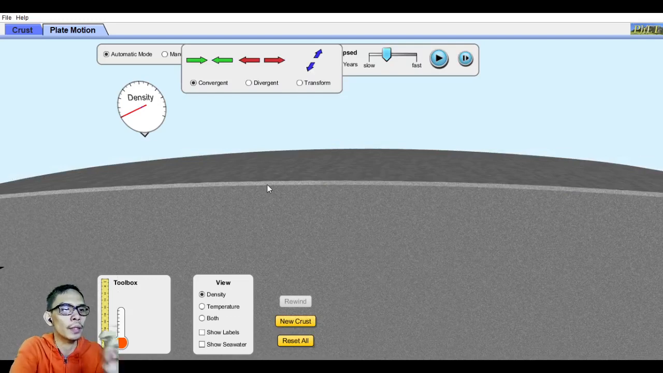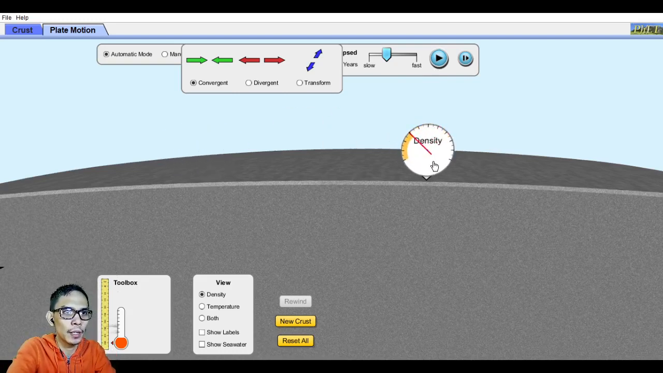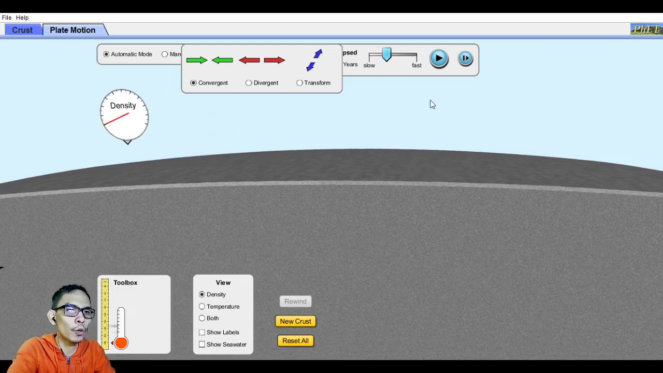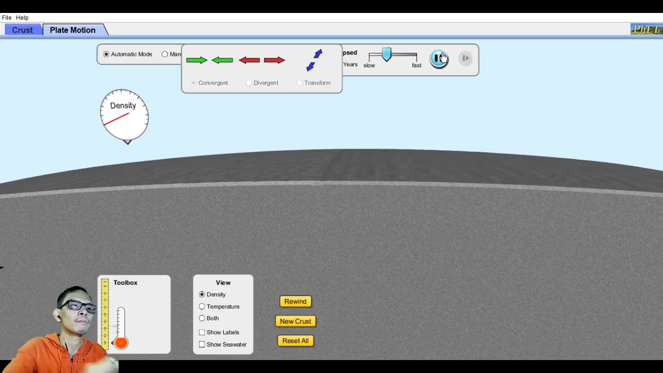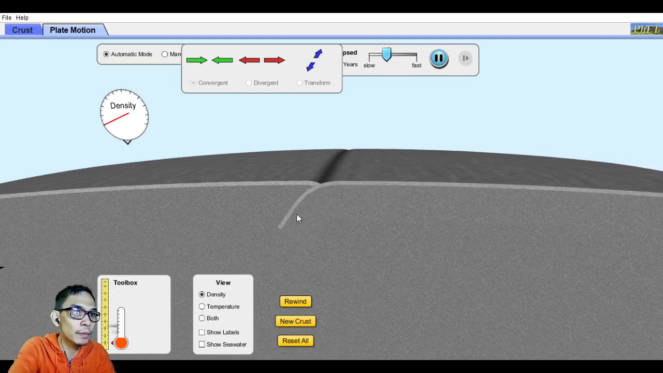Alright, there you go. Okay, so let's put this thing in motion. Both of them are denser, just to check out first. So what will happen if two denser crusts collide with each other? As you can see, the other crust will sink at the bottom.